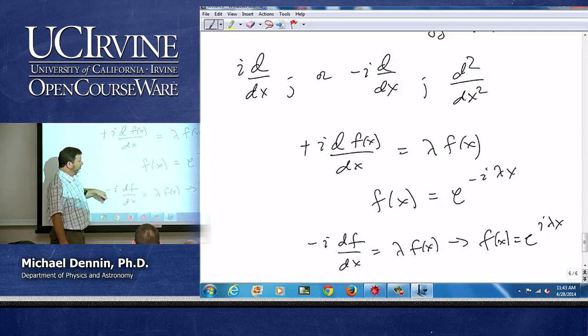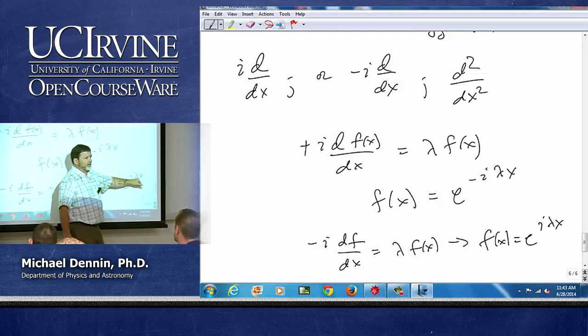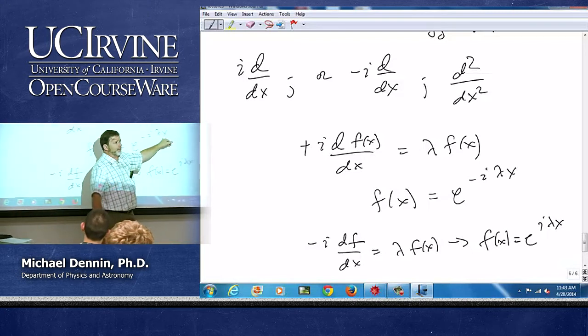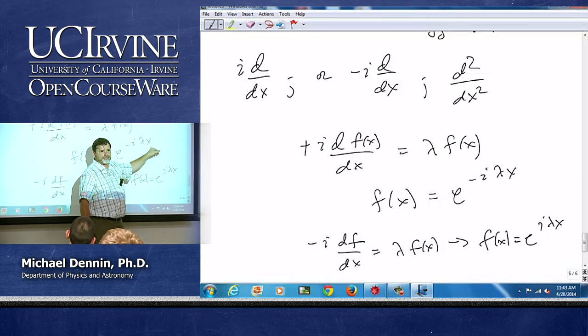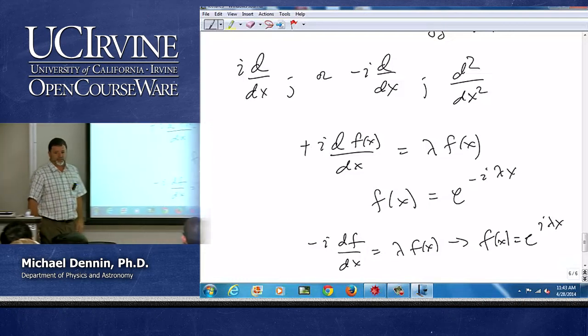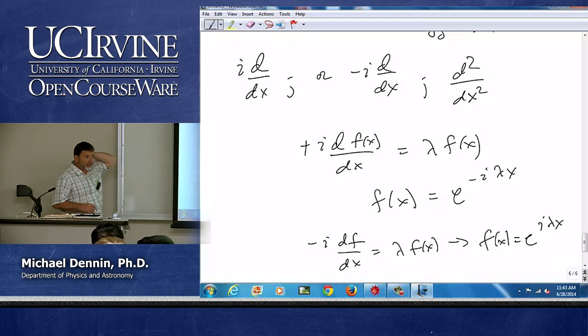And in physics, we use minus i d by dx for momentum, and we get an e to the i lambda x. We use i d by dt for energy, and we get an e to the minus i omega t. It's just something that comes out and we use. And so when you see those different minus signs, that's what happens there.